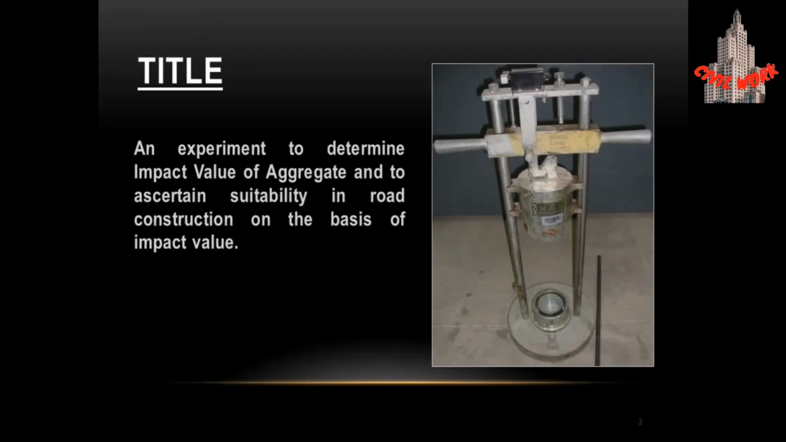Here is the title: an experiment to determine the impact value of aggregate and to ascertain suitability in road construction on the basis of impact value. This is our apparatus. Here we have the hammer whose weight is 13.5 to 14 kg. Here we have the lifting handle, and then the circular base, and here is the pot in which we pour the aggregate to be tested.